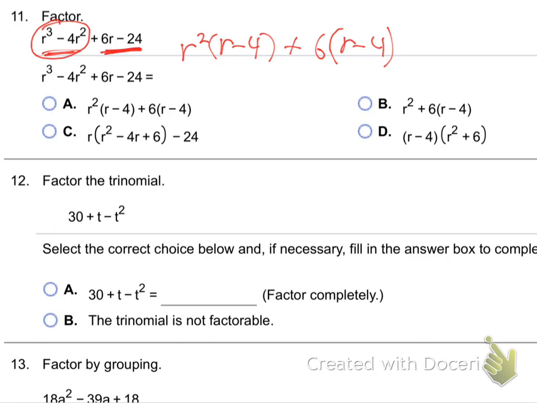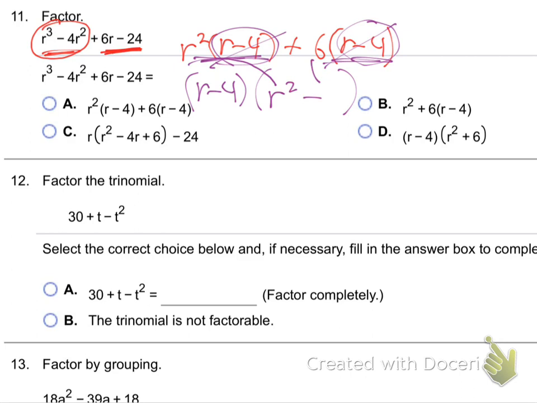Okay. And then we don't stop there. Remember, when these two things have the same piece, namely the r minus 4 piece, you take it out, remove it, start a new set of parentheses, and bring down the leftovers. Bring down the r squared, bring down the plus 6. There's the answer. Is that good? Remember that? So you're factoring out the r minus 4 because that's what's in common.